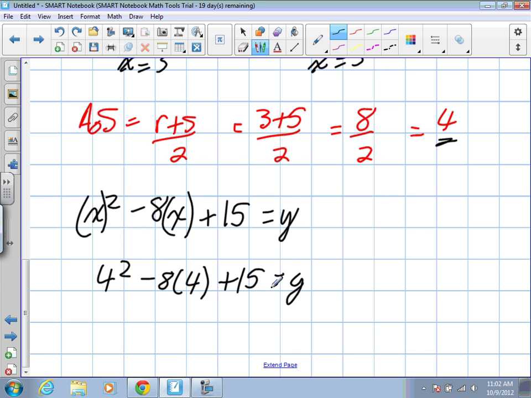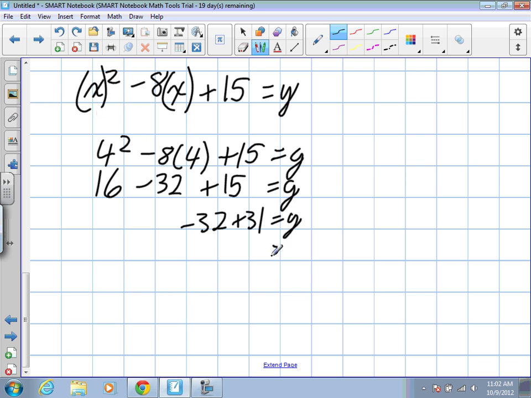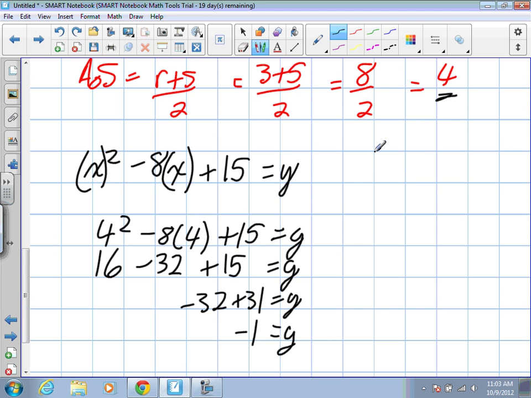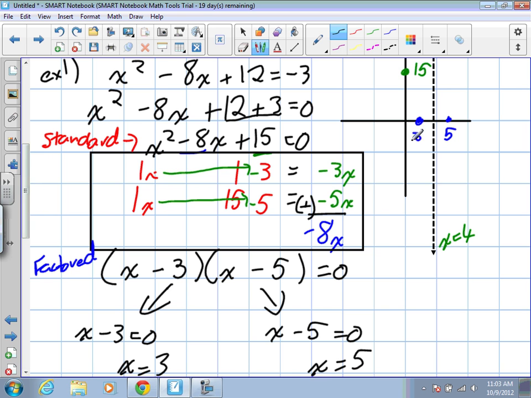4 squared is 16. Negative 8 times 4, anyone know? Good. Plus 15 equals y. And 15 plus 16 is 31, so we're going to get negative 32 plus 31 equals y. Y is what? Negative 1. So, what we just discovered is the vertex is at 4 and negative 1. So we have a vertex at 4 and negative 1.